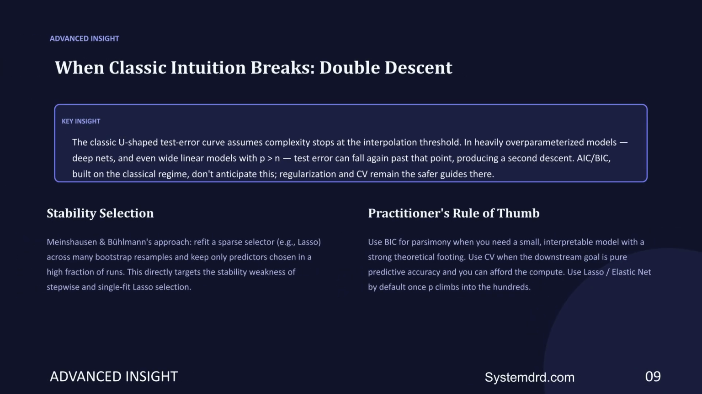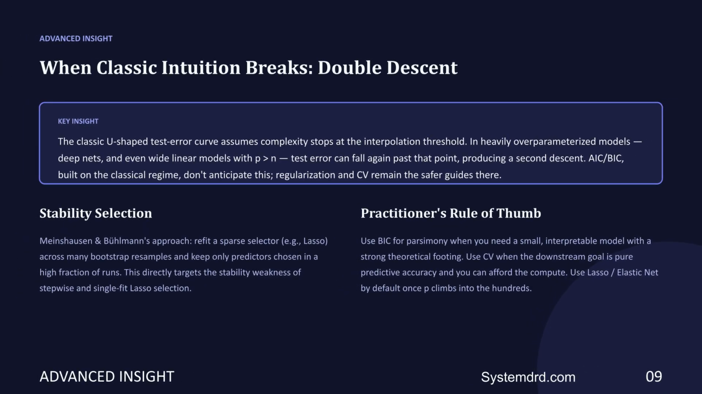I want to leave you with one idea that separates people who've internalized the classical picture from people who've kept up with it. Remember that clean U-shaped test error curve from earlier? It assumes complexity effectively stops increasing once your model can perfectly fit the training data, what's called the interpolation threshold. But in heavily over-parameterized models, deep neural networks, and even some wide linear models where predictors outnumber samples, test error can fall again past that threshold.